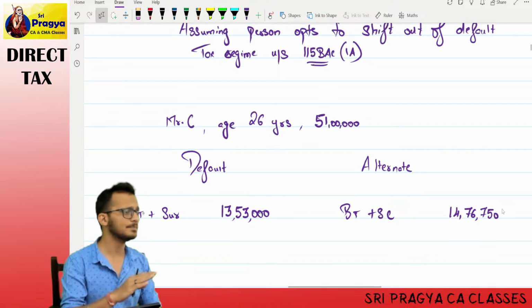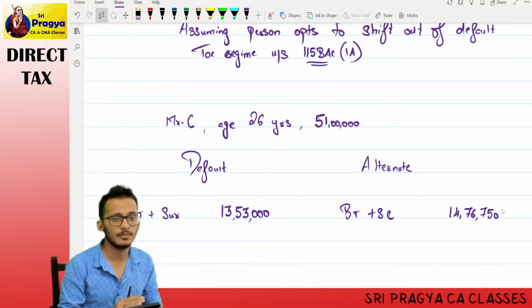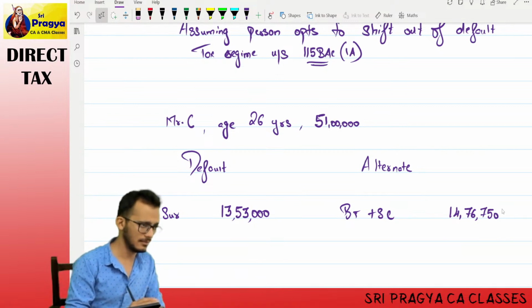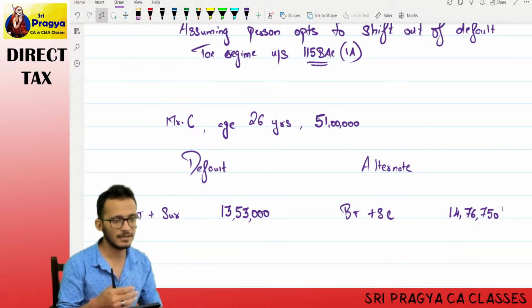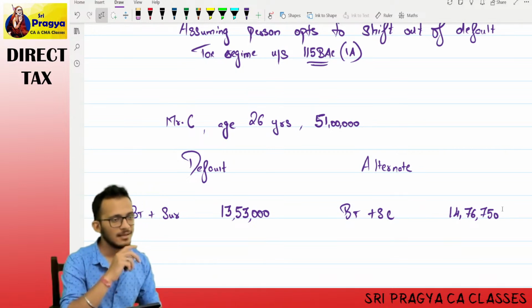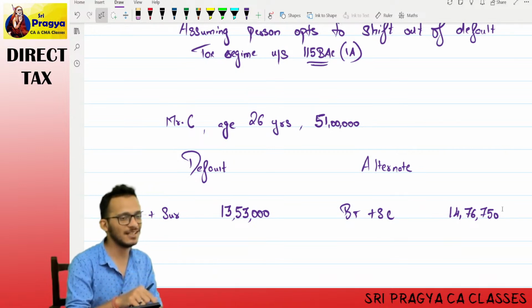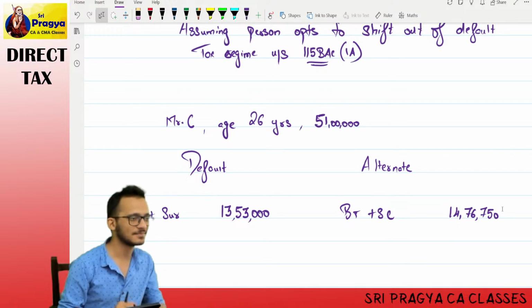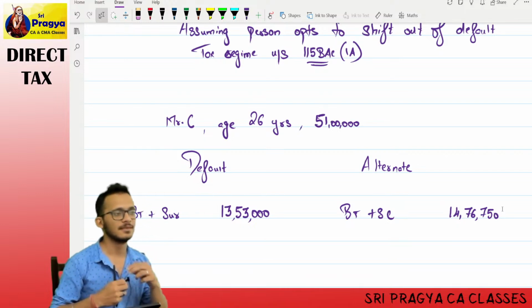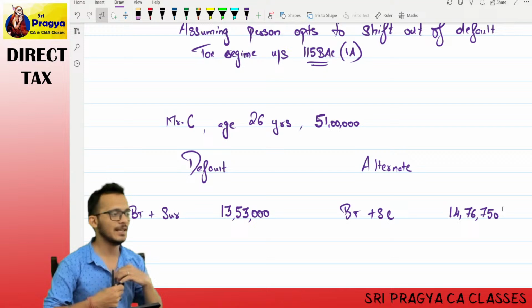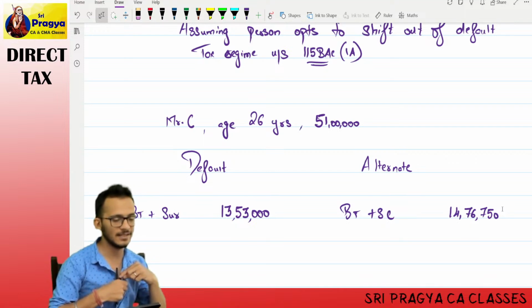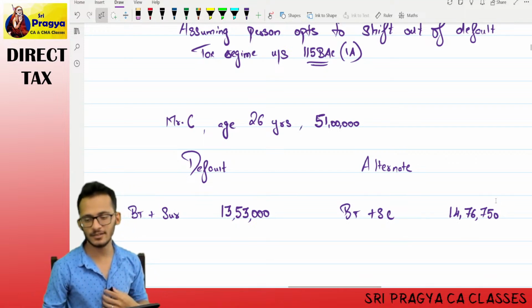People, clear till here? No doubts? Leave 10 lines. Come down. Do the same thing for 50 lakhs.